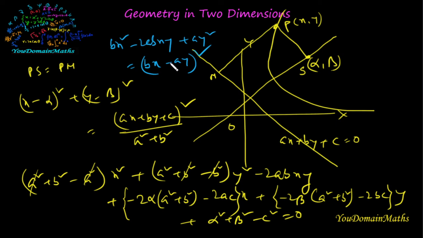So to identify the equation of a parabola, we will see that only the second degree terms must be a square term. This is called a parabola.